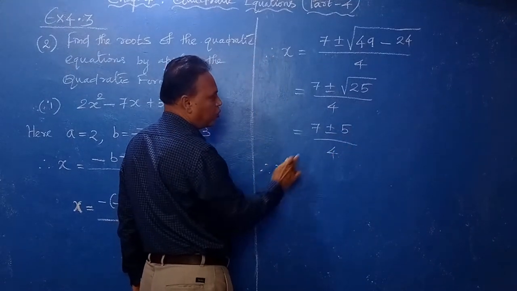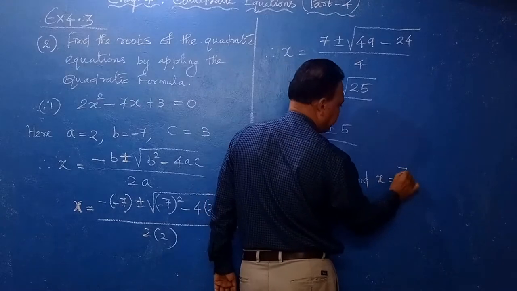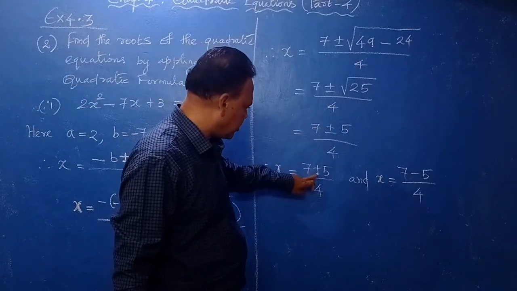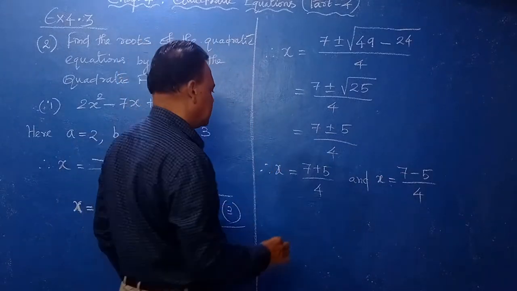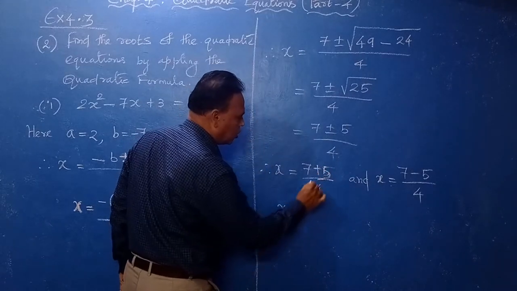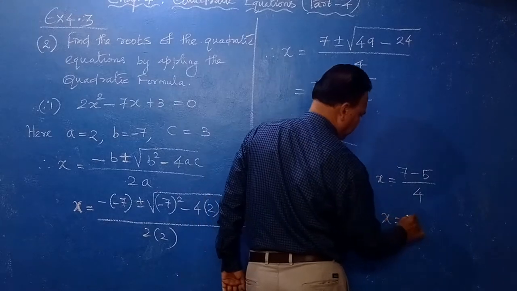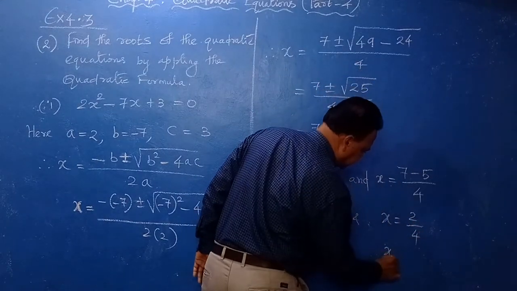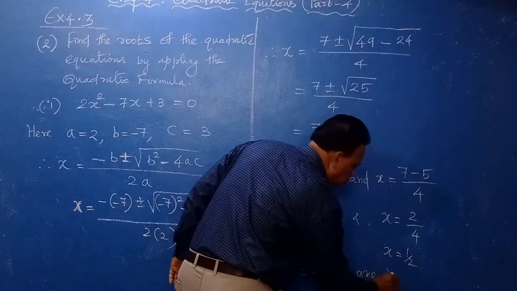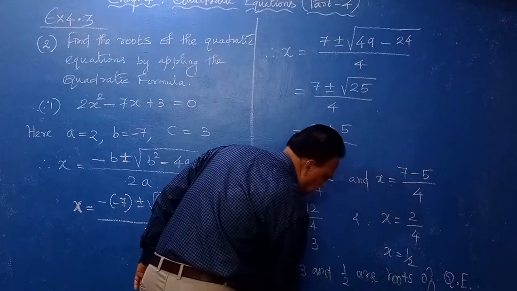Now you see, x is equal to, first you take the positive value, 7 plus 5 by 4, and 7 minus 5 by 4. Plus or minus, so you have to split it: first take plus, then minus sign. Then only you will get two roots. Since it is a quadratic equation, you should have two roots. Now, x is equal to 12 by 4, that is, x is equal to 3. And here, x is equal to 2 by 4, that is, x is equal to 1 by 2. Therefore, 3 and 1 by 2 are the roots of the quadratic equation. QE means quadratic equation in short form.